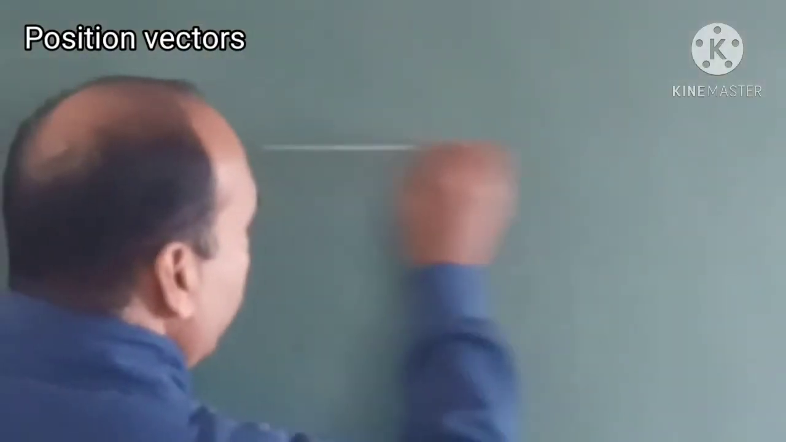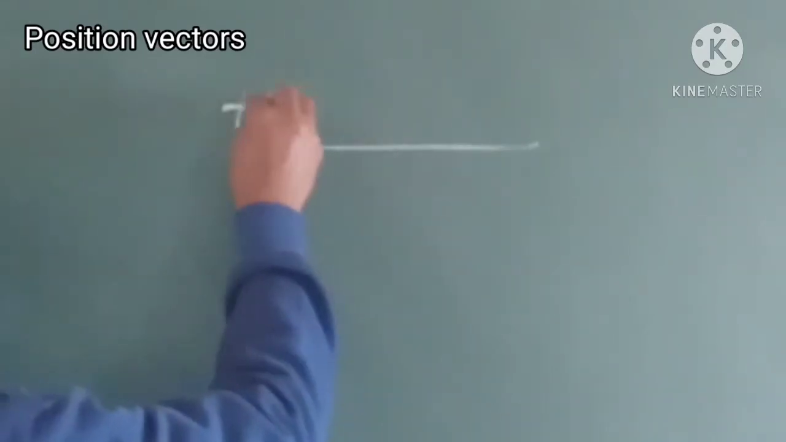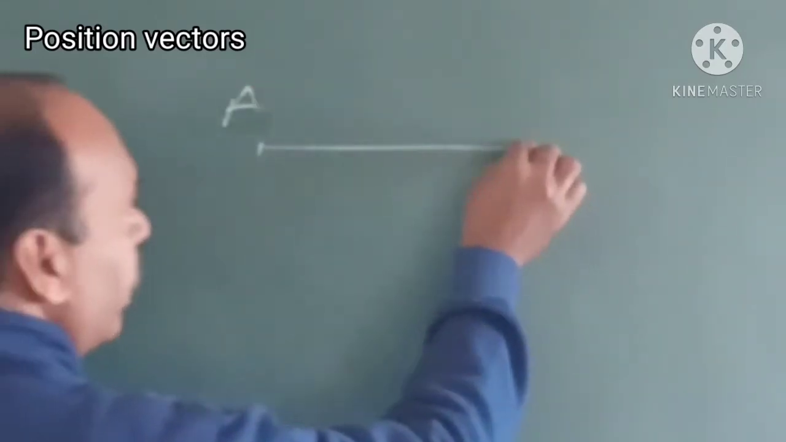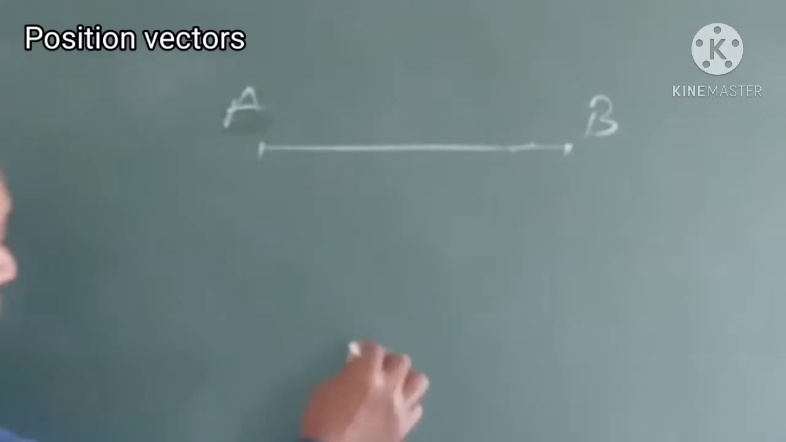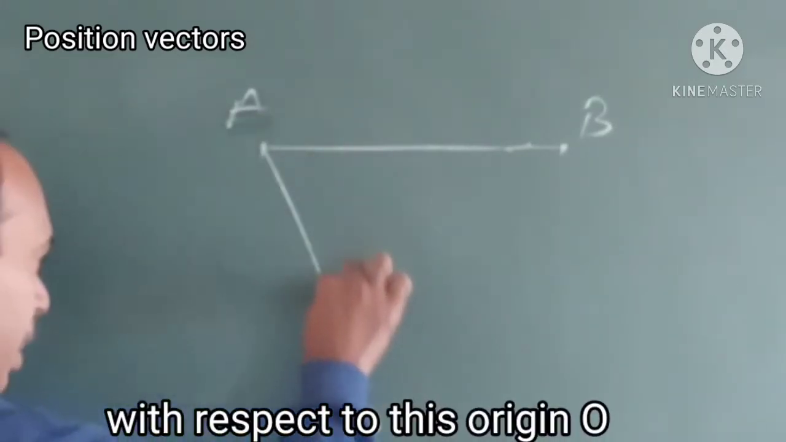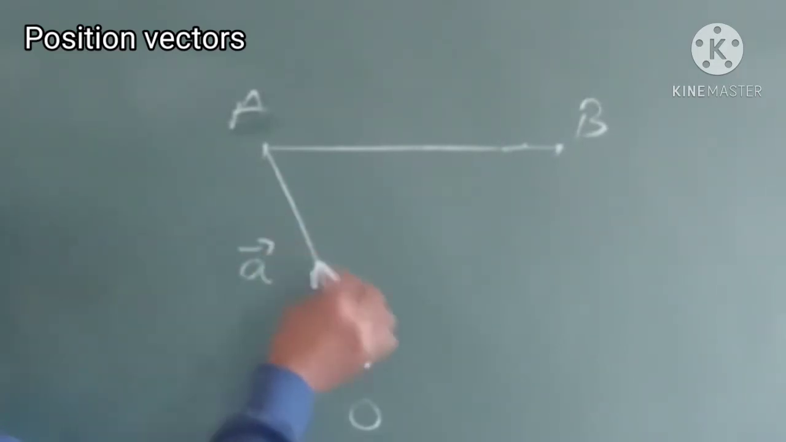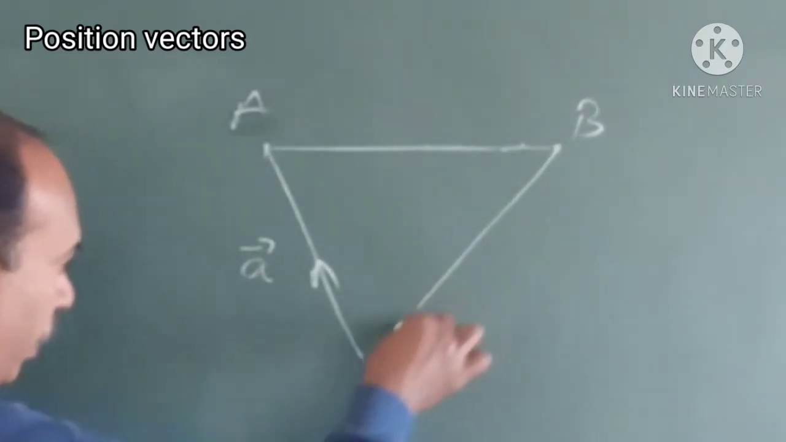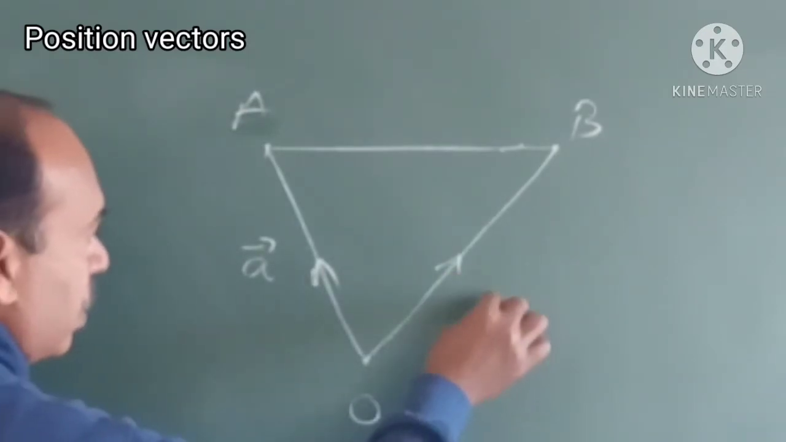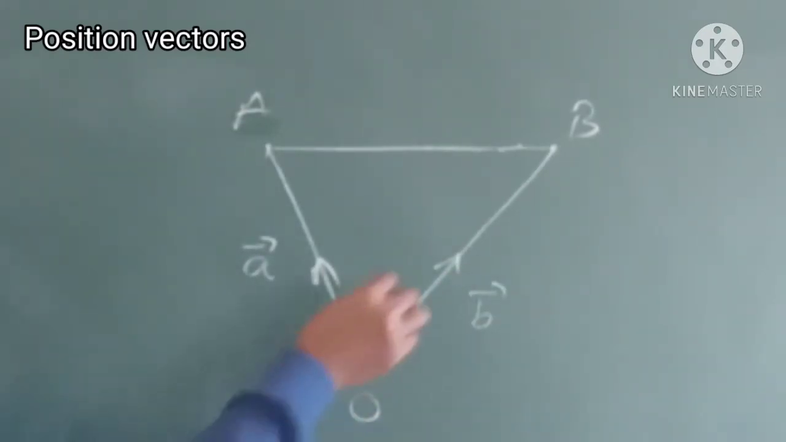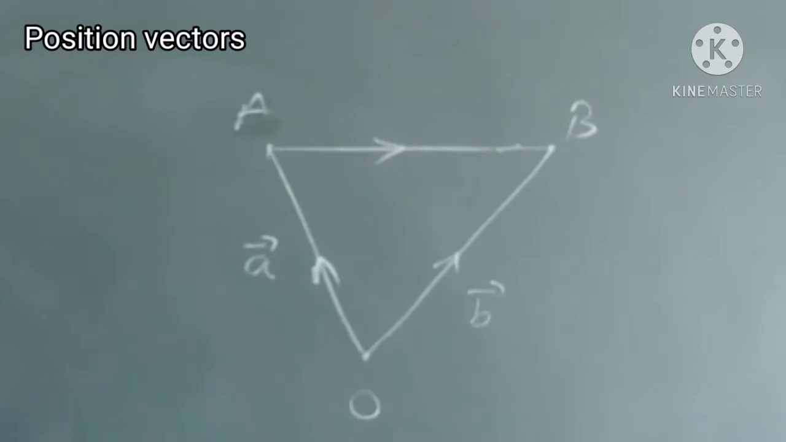Again suppose there are 2 points A and B, point A and this is point B, and this is our origin O. With respect to this origin O, vector OA, suppose vector a, and vector OB, which is only b. Then we have to find vector AB.